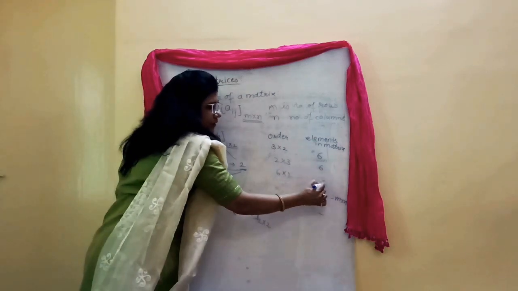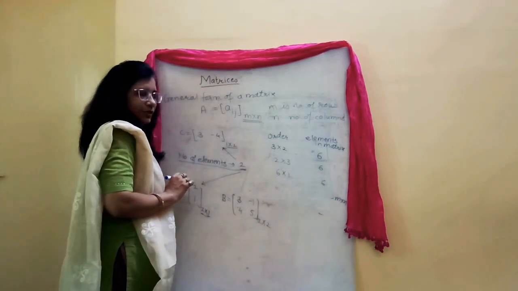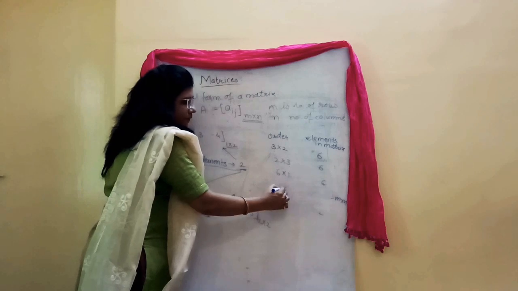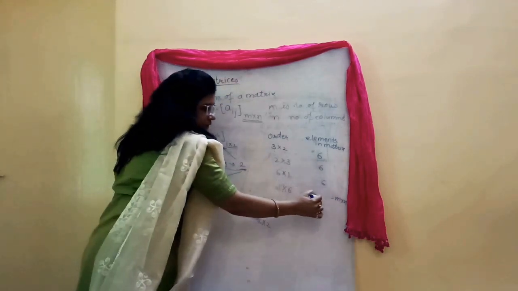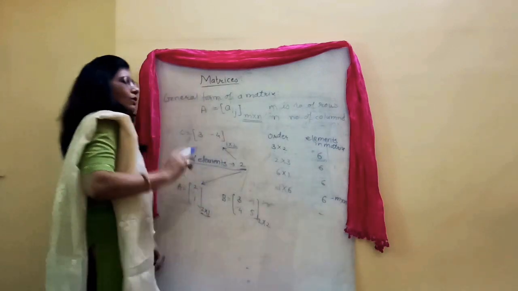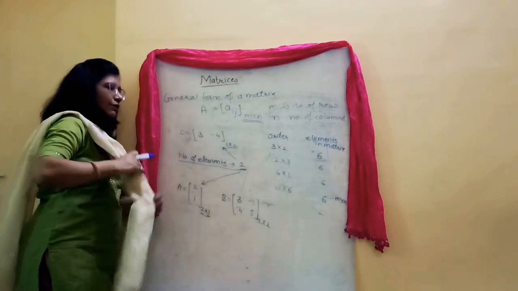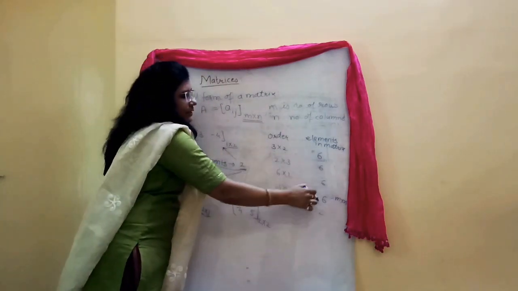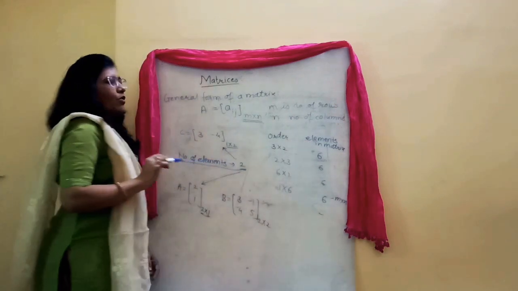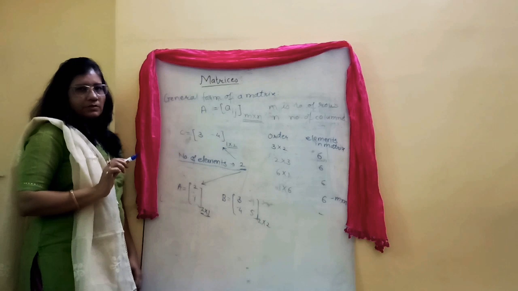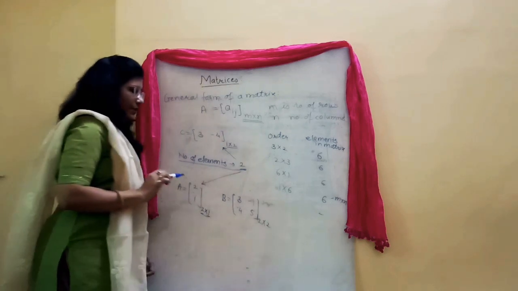Here also the elements in the matrix are 6. 1 by 6, 1 row and 6 columns. So this is also possible. So if the order of elements of a matrix are such numbers, then all these are the possible orders of a matrix. Understood?